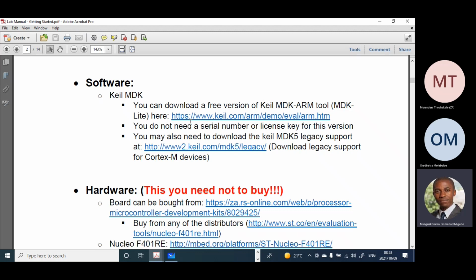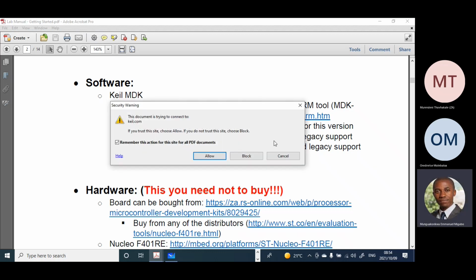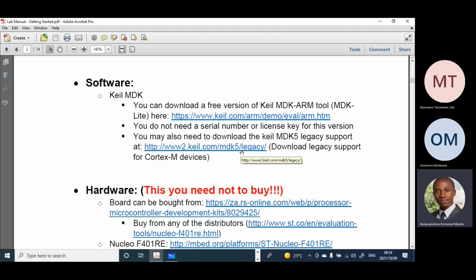So you need to download, and this is after class, of course, and install that MDK on that link. I'll provide you with this lab manual. There's no license needed or any key of any form. You also need to download the legacy support from Keil. This is important for Cortex-M devices because the device we'll use will be a Cortex-M device. Okay, so if I go onto those links, it might end up using Internet Explorer. Let me just copy the link instead.